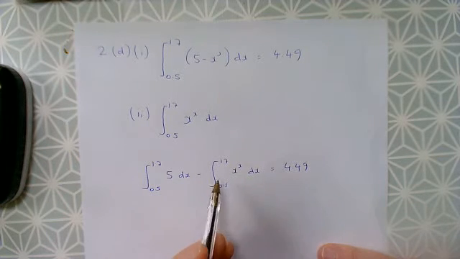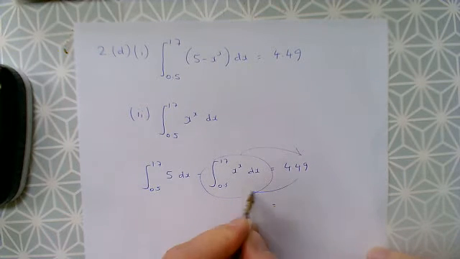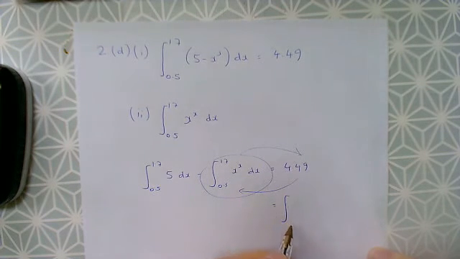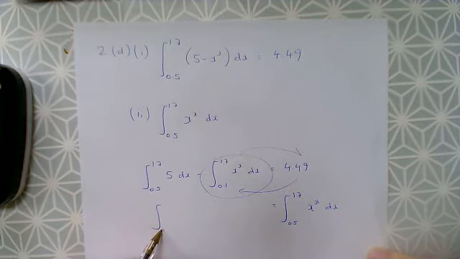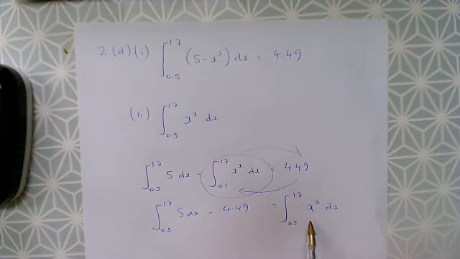Now if I rearrange it, so if I take this over onto the right hand side and take the 4.49 over onto the left, I've got the integral between 0.5 and 1.7 of x^x equals the integral between 0.5 and 1.7 of 5, minus 4.49. So this is the question in D part 2, isn't it? So I can use this to help me solve it. I don't have to do it from scratch. I can use my answers to D part 1 rearranged to solve it.